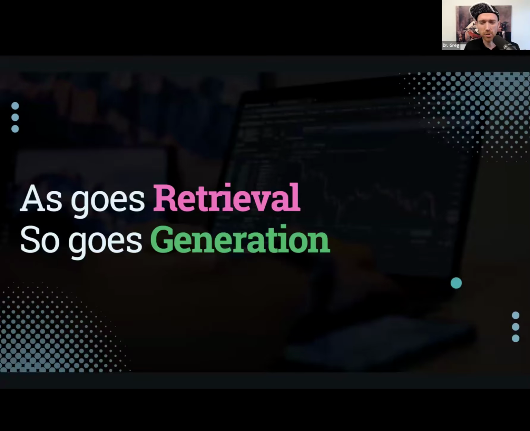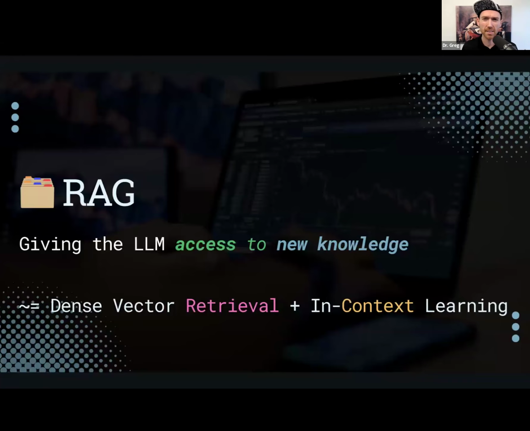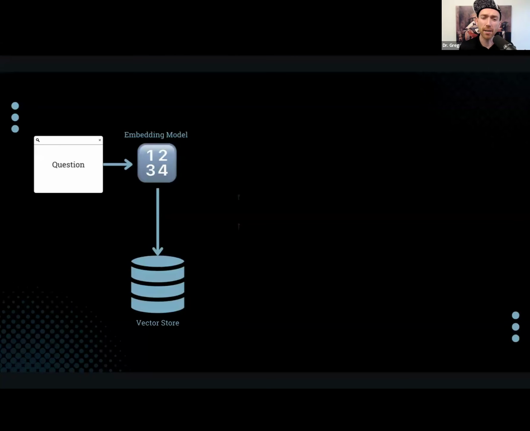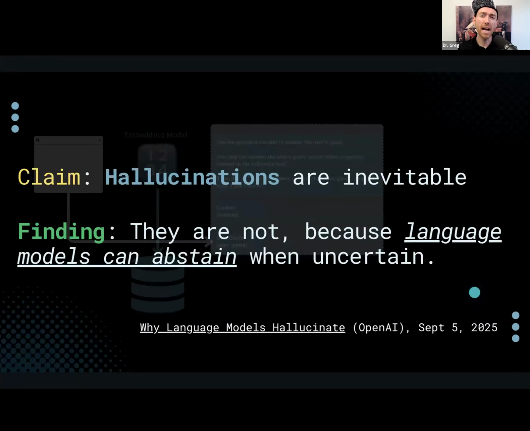The agent has access to tools, but RAG is really just about giving the LLM access to specific knowledge that it wasn't trained on. We do this through retrieval plus in-context learning. In brief, we ask a question. We're essentially using embedding representations to go search data really quickly and then return that data into a pre-configured prompt. Using the provided context, answer the user's query. You may not answer the user's query unless there's specific context. If you don't know, say, I don't know. And then we'll return good stuff back to hopefully be fact checkable and avoid hallucinations.